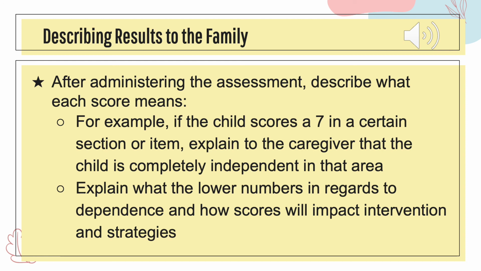The next part is you need to explain what the lower numbers mean in regards to the dependence level and how the scores will impact intervention and strategies. If you have a lower number score, the child is going to need more help and assistance in certain areas, and the interventions need to be geared towards that goal in that area in order to improve independence in that domain.